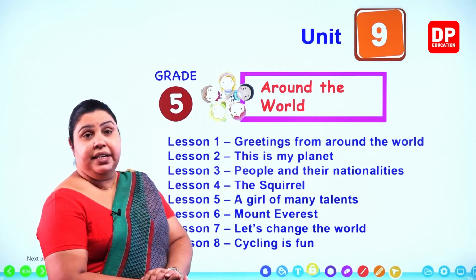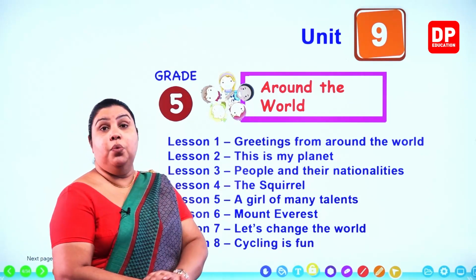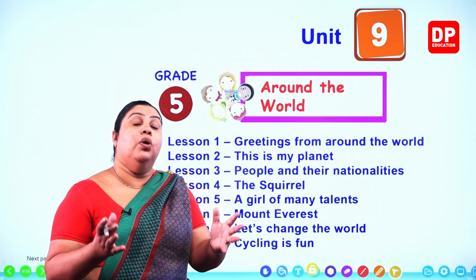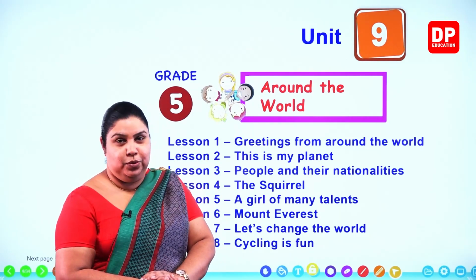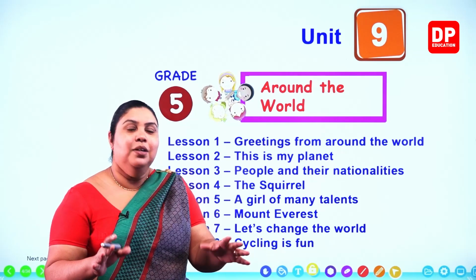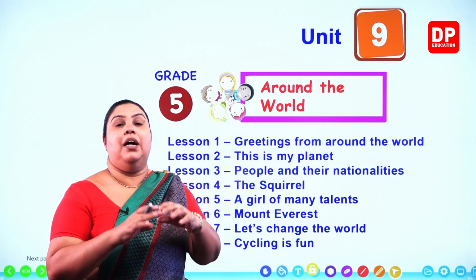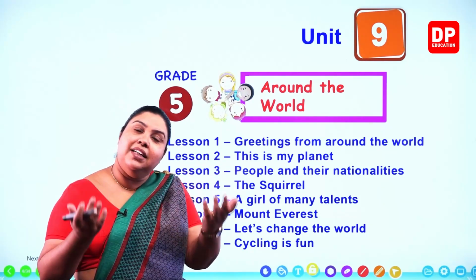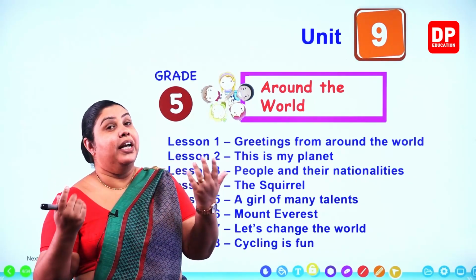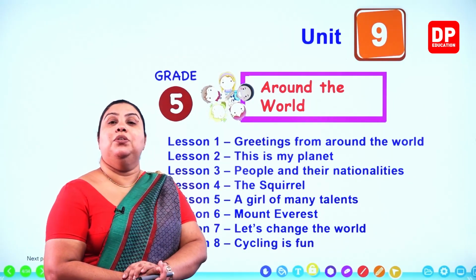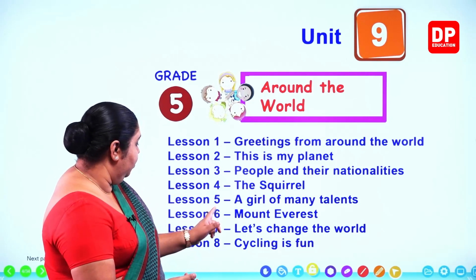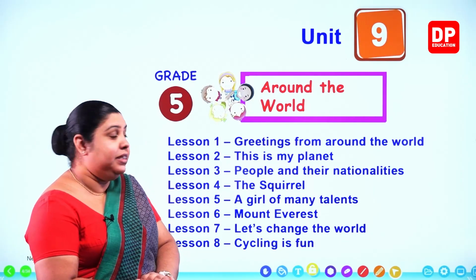Then lesson number 7. Let's change the world. අපි මේ ලෝකය වෙනස් කරන්න උත්සාහ කරමු. As small children, we can change the world. අපිට අපේ ජීවත් වෙන ලෝකය ලස්සන කරන්න, අපි ජීවත් වෙන ලෝකය ආදරෙන් බලා ගන්න මගේ පුංචි දුවලා පුතාලට පුළුවන්. So we are going to talk about that in our lesson number 7.